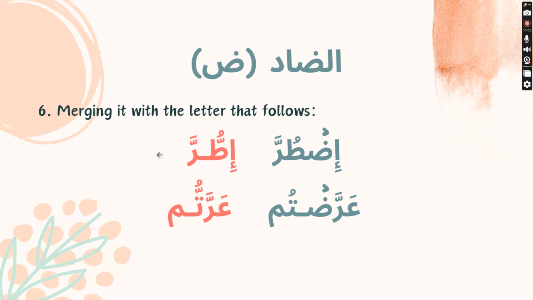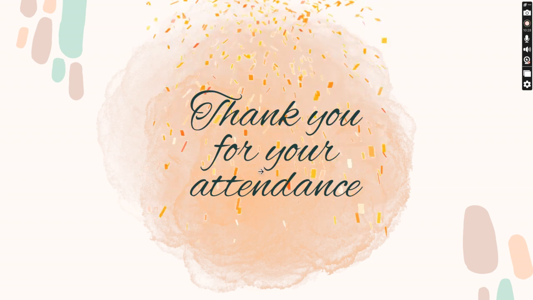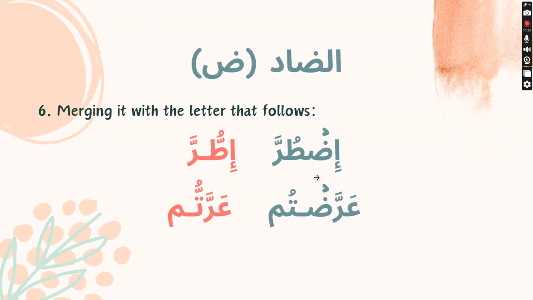The sixth mistake is that we merge it with the letter that follows. For example, if I have a ta after the letter dad, sometimes what we do is that we pronounce a ta shadda and we say ittorra instead of saying ittorra. I pronounce the dad with its istitala and itbaq, and then I pronounce the ta with its itbaq also. What is done is that we pronounce a shadda ta.